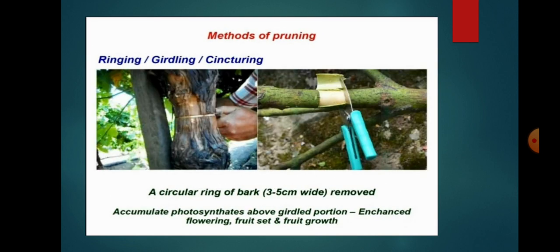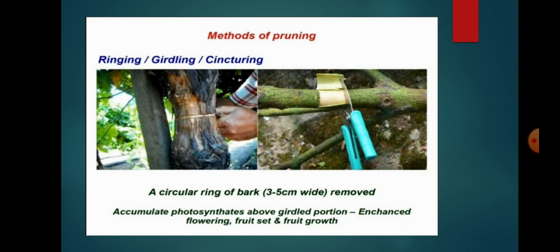The next method of pruning is ringing, girdling, or cincturing. These are the three names. It must be remembered that it should be followed only in grape orchards; in most trees, if you do it without knowing this, the tree will die. A circular ring of bark 3 to 5 cm wide is removed, which leads to accumulation of photosynthates above the girdling portion, that is, in the upper branches. This gives enhanced flowering, fruit set, and fruit growth.